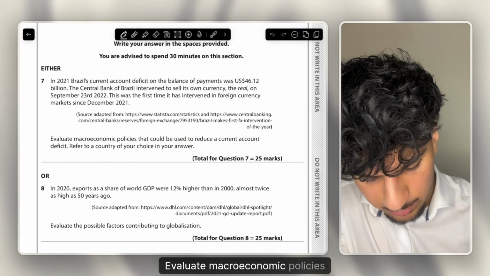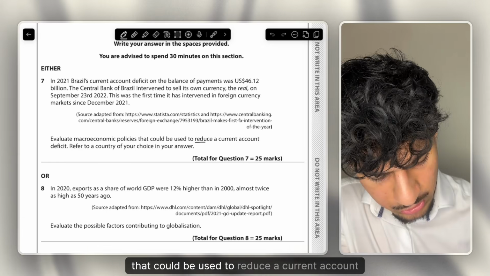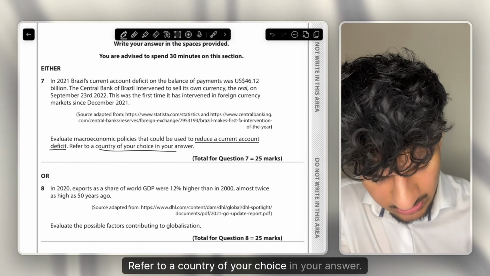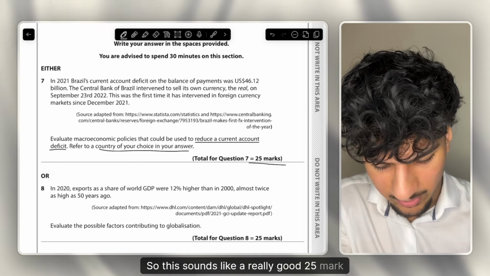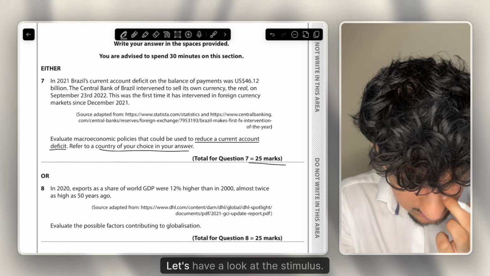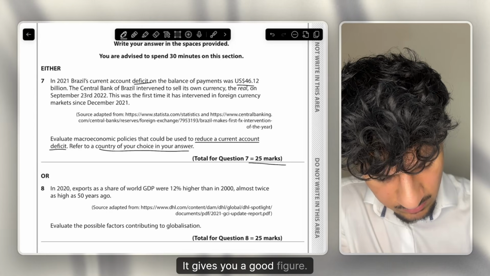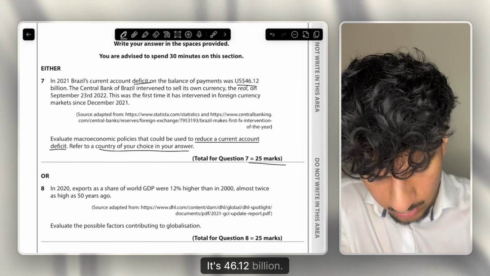Evaluate macroeconomic policies that could be used to reduce a current account deficit. Refer to a country of your choice in your answer. So this sounds like a really good 25-mark question, quite a unique one. Let's have a look at the stimulus. It talks about Brazil's current account deficit. It gives you a good figure, 46.12 billion.